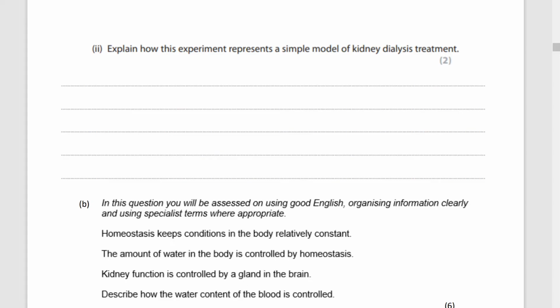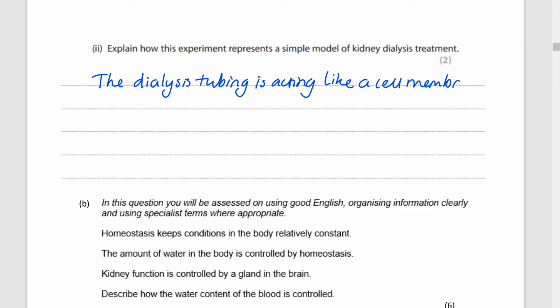Explain how this experiment represents a simple model of kidney dialysis treatment. I think this is quite a hard question actually, to think what exactly is the question asking here? But what it wants is this idea that you understand the dialysis tubing is acting like a cell membrane. So it is permeable. And if we are talking about the dialysis, you don't have to write this, it's why I've put it in brackets, but we're talking about the cell membrane of the cells lining capillaries. So the dialysis tubing is acting like a cell membrane.